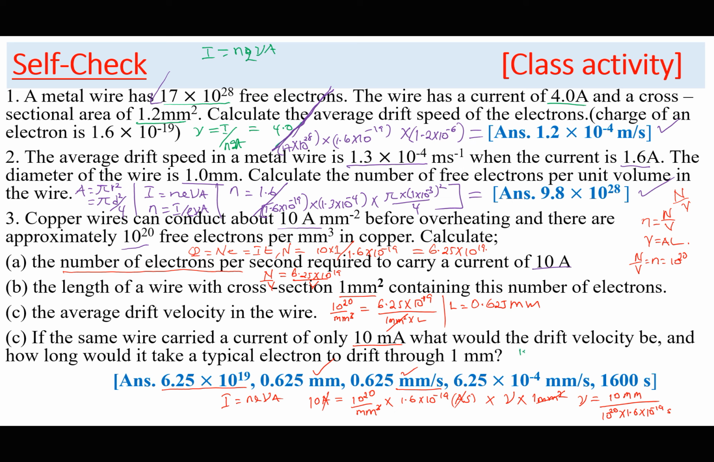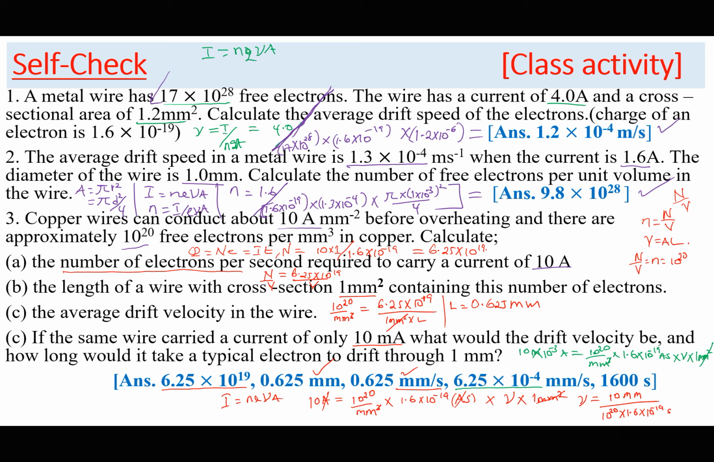So we'll say 10 milliamperes, of course, milli is times 10 to the power of minus 3 amperes, equals 10 to the power of 20, that is per millimeter cubed, times 1.6 times 10 to the power of minus 19 ampere seconds times V times 1 millimeter squared. So again, this cancels out. And when you press the calculator, I hope you get this answer here.